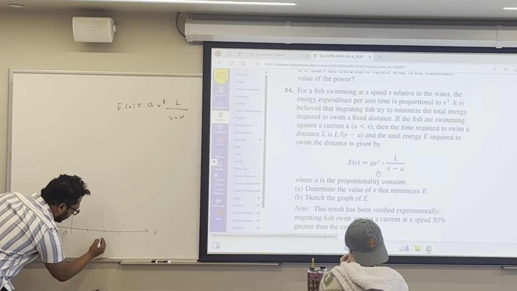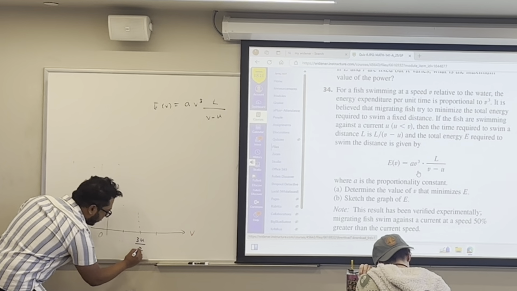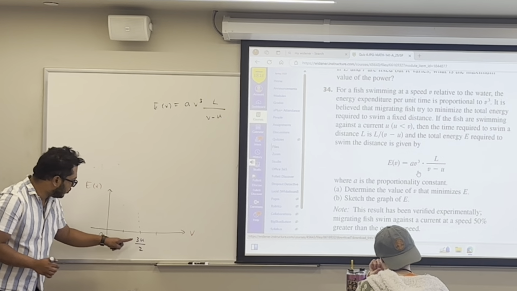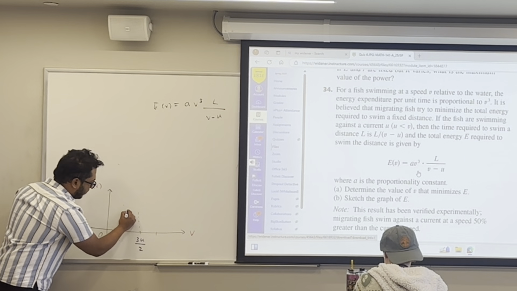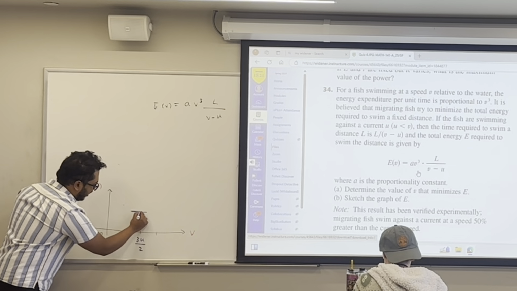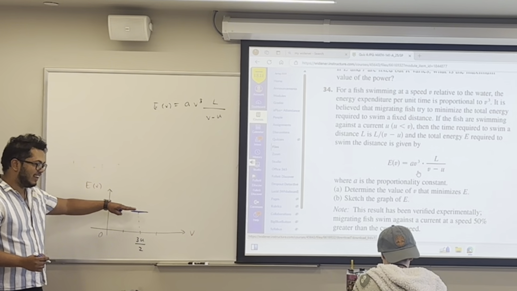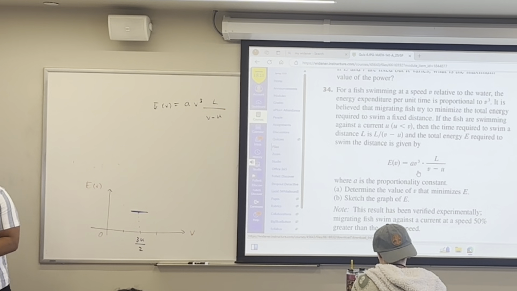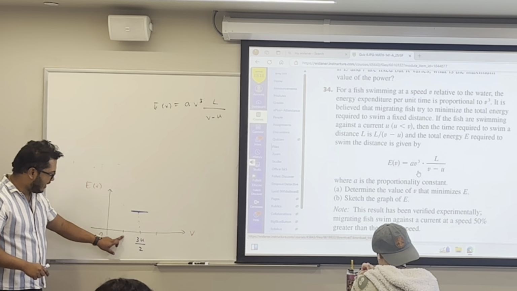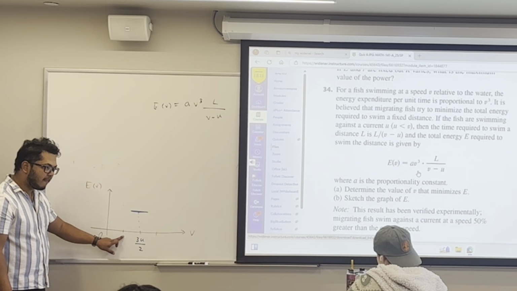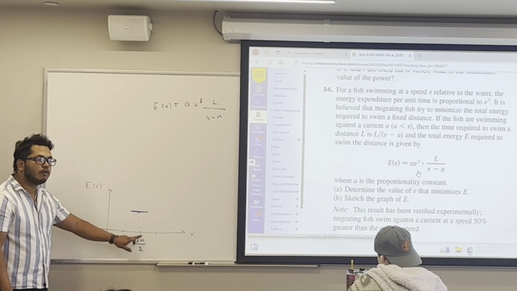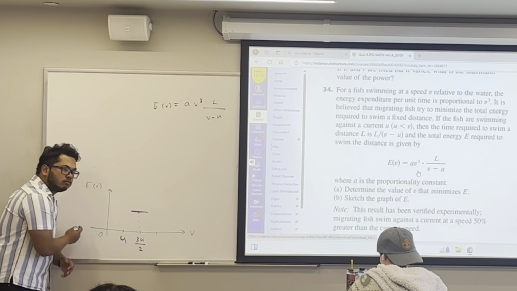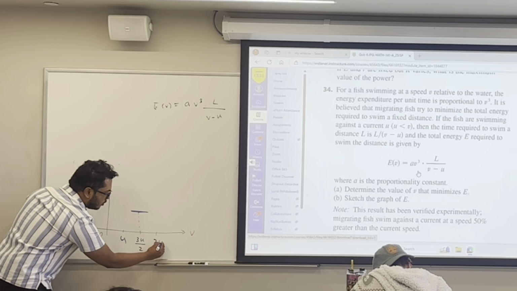So this is 3U over 2. I know when V equals 3U over 2, the derivative is 0. That means you have a horizontal tangent line. Now I need one of you to choose something less than this. Anybody tell me something less than that? This is 1.5U. Yeah, just U. And this is 2U. It's good.